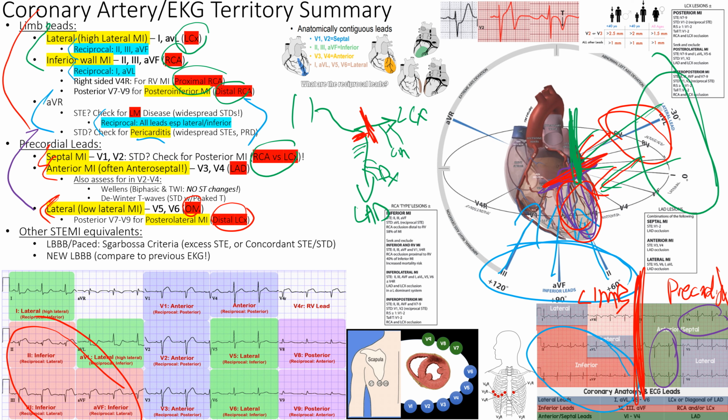LAD. So you'll see changes in, like, the anterior wall only, just V3, V4. If you see changes in V1, V2, V3, V4, that's anteroseptal. That means I had a blockage much more proximal, okay? All right, so this is our summary slide, and now we're going to do some EKG practice.